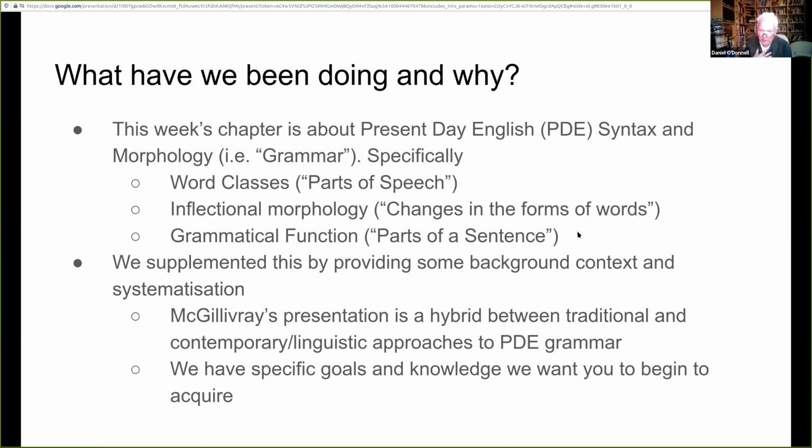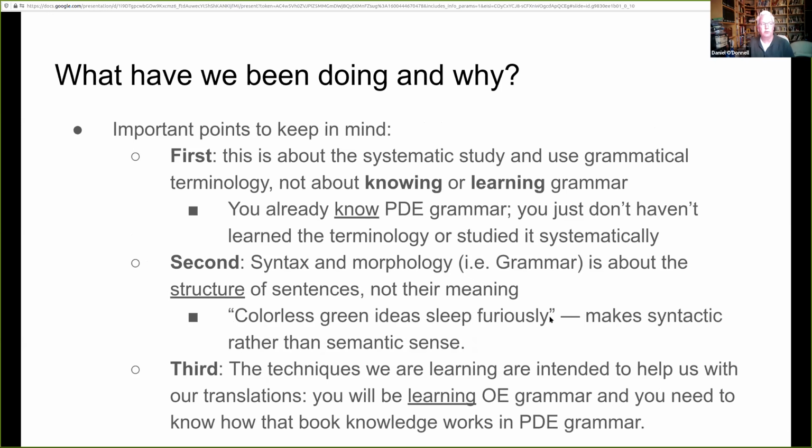And if you've been trained in the way that Dylan and I particularly were, in more traditional philological grammars, I actually wouldn't mind you learning it this way. The reason, as I'll show you as we go through this, is there's something quite specific about the way modern contemporary syntax and morphology studies handle syntax and morphology that makes it particularly useful for us. So if you've been traditionally trained, now you get to have two dialects. And if you haven't been trained at all, then learn this one. We also supplemented what's in Murray's chapter by providing some background context, and systematizing it a little bit. As I've hinted, Murray's presentation is a hybrid between traditional and contemporary approaches to present-day English grammar. And the things that we got you to do are because we have a specific reason for wanting you to learn this.